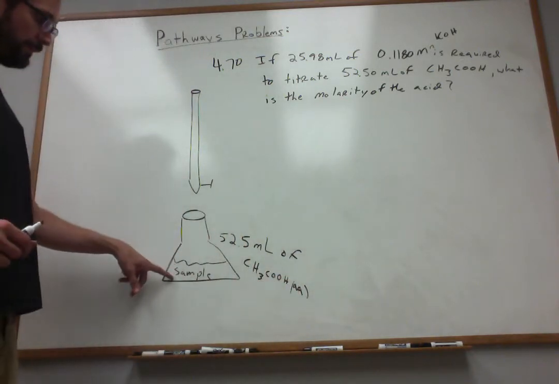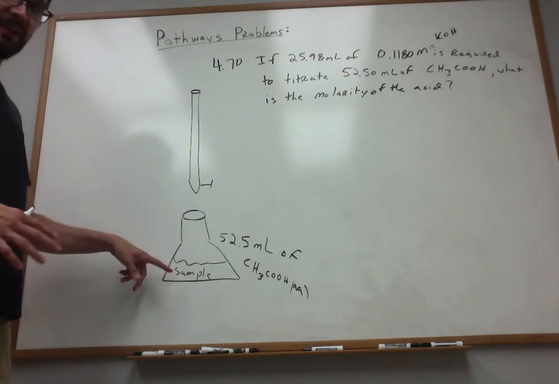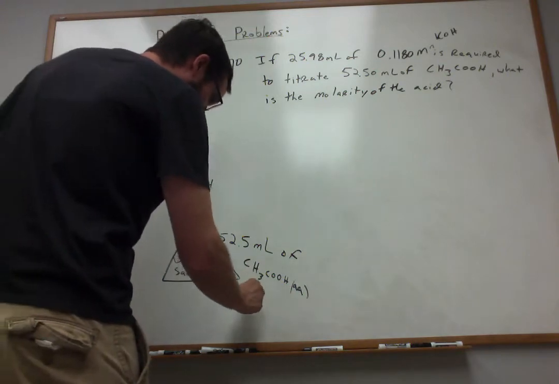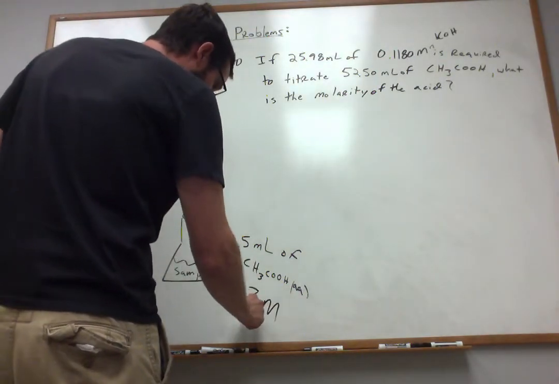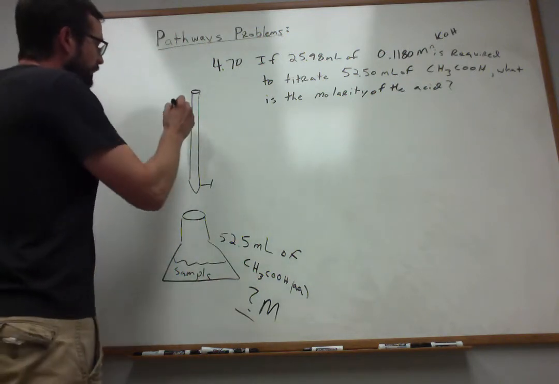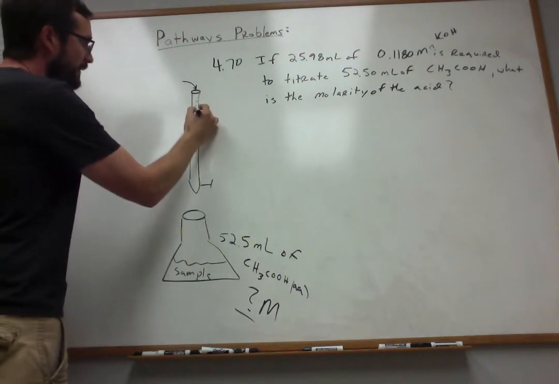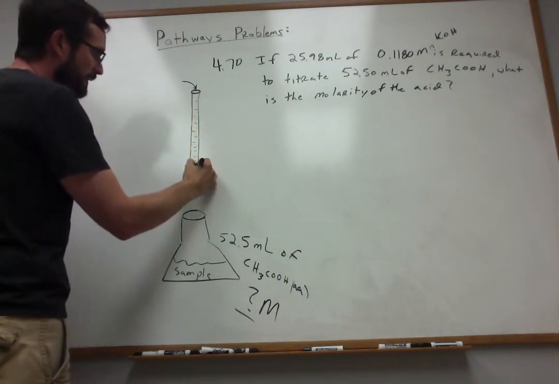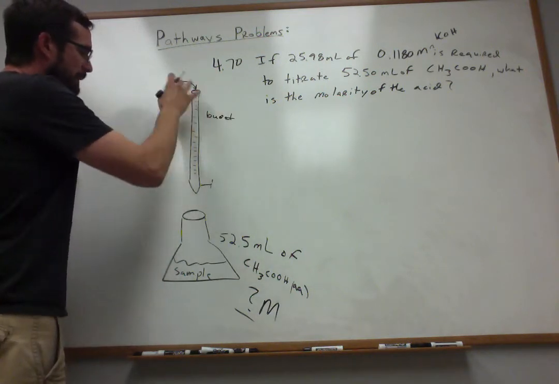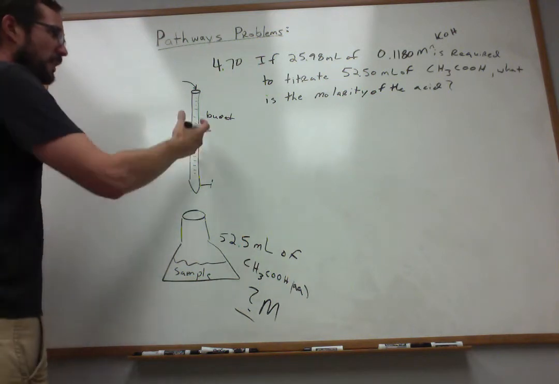Now that's a volume. The acetic acid would have some concentration, some molarity inside that solution. Now, I don't know what that molarity is. That's what I'm trying to find in this problem. So I'll put question mark molarity because I don't know what that is, but by the end of the problem I will. Now in this long glass tube that's got tons of these graduations or volume marks on the side, this is called a burette. I'm going to fill this long glass tube up with a titrant. The titrant goes into the burette.